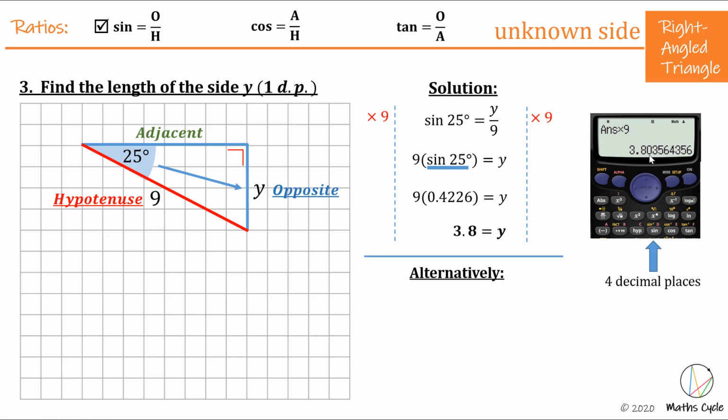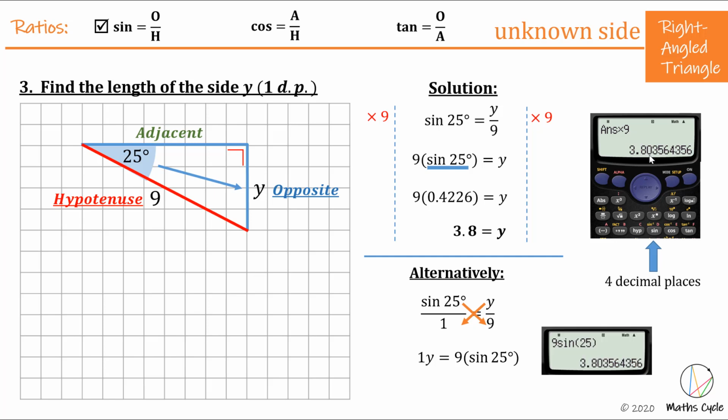Now, alternatively, if we put the sine of 25 over 1, we've got one ratio equal to another ratio, so we can cross multiply. So then we have y multiplied by 1 equals 9 multiplied by the sine of 25 degrees. And we can put that straight into our calculator. 9 sine 25 gives me my 3.8 answer. So y equals 3.8 units in length.